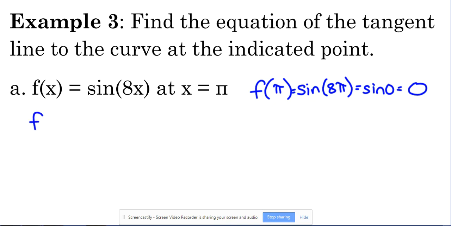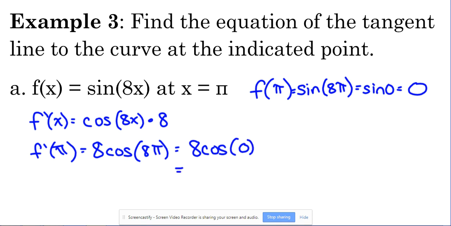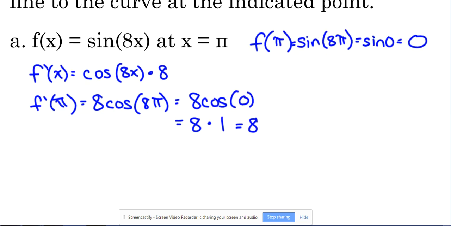Now we need the slope. To find the slope, we have to have the derivative. The derivative of sine is cosine. We keep the 8x times the derivative of the inside, which is 8. That's just the derivative. We need the derivative at pi. Here's 8 pi again, but remember, that's just the cosine of 0. Now, this one's not equal to 0. The cosine of 0 is 1. So our slope is 8.